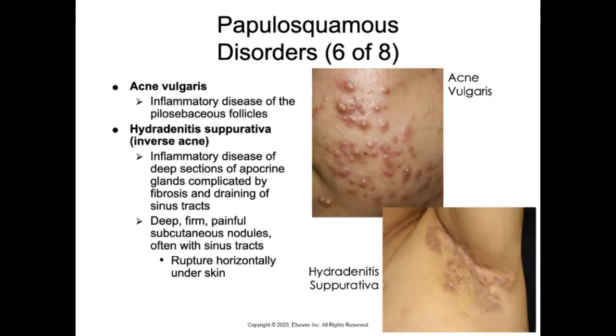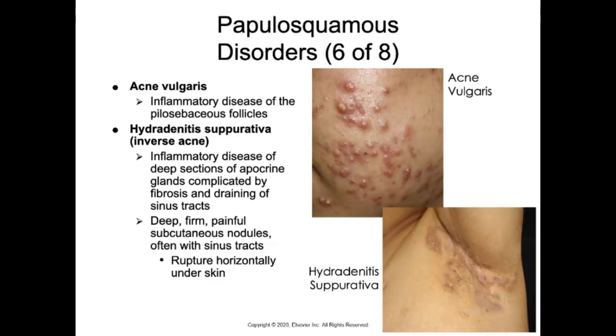Next, we have acne vulgaris, which is an inflammatory disease of the pilosebaceous follicles. Essentially, we're talking about how the sebaceous gland has a relationship with the hair follicle, and when infected, it can cause inflammation in multiple areas of the body. We're going to talk about this more in chapter 44.